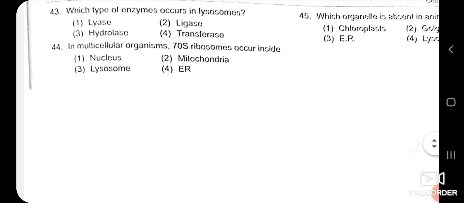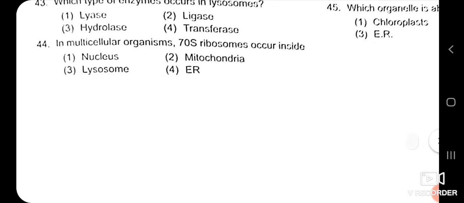In multicellular organism, 70S ribosome occur inside nucleus, mitochondria, endoplasmic reticulum, lysosome and the ear. Here ribosomes are present 70S type only in mitochondria, chloroplast and in prokaryotic cell. Here prokaryotic cell is not given. Chloroplast is not given. Only mitochondria is given. So correct answer is mitochondria. In the nucleus, lysosome, ER, you cannot observe the 70S type of ribosome.